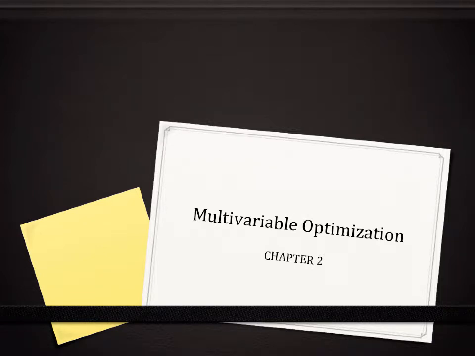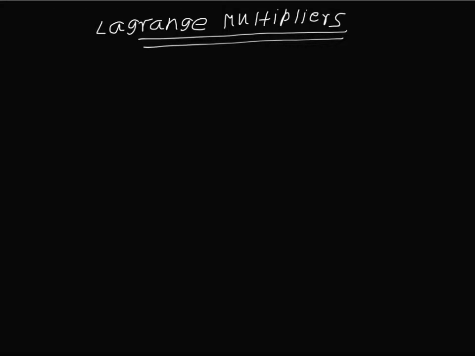Hi everyone. In my previous video, I started multivariable optimization and explained the unconstrained optimization problem. In this video, I am going to discuss Lagrange multipliers, and I will be explaining how to use Lagrange multipliers to solve optimization problems.